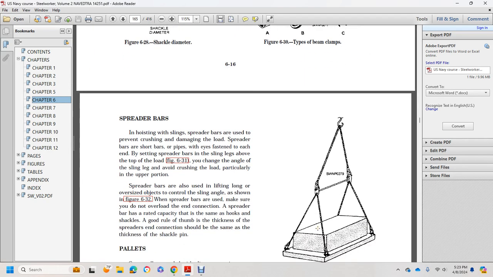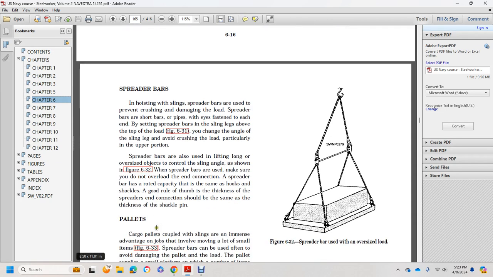Spreader bars. The hoisting sling with a spreader over the head prevents crushing damage to the load below. Spreader bars are short bars or pipes that easily fasten to the end of the sling, setting the spreader bar and the sling above the top of the load. In figure 631, the chain and the angle of the sling leg avoid crushing the load, particularly the upper portion. Spreader bars are often used for lifting long, oversized objects to control the sling angle, as shown in figure 632. Make sure you don't overload the end connection. The spreader should have the same rated capacity as the hook or shackle. A good rule of thumb is that the thickness of the spreader connection should be the same as the thickness of the shackle pin. Figure 632 shows the spreader bar with an oversized load.